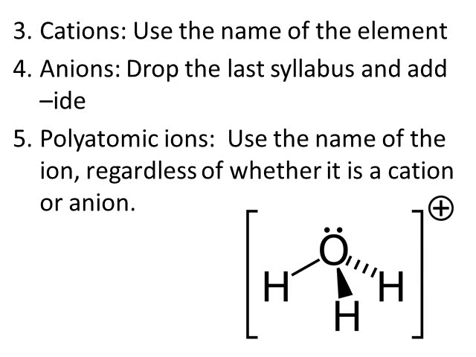When we name the cation, we use the name of the element direct from the periodic table. When we name anions, we drop the last syllable and we add IDE. Now, polyatomic ions, we use the name of the polyatomic ion regardless of whether it is a cation or an anion. We don't drop syllables and change to IDE if it is a polyatomic anion. We use the ion's name direct from the reference tables which you were provided at the very beginning of the year on day 1.